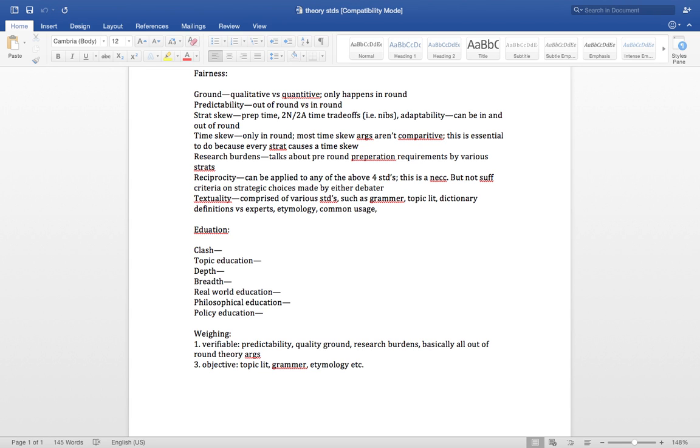So, source of the definition is important. I think these debates don't really happen in depth anymore. I think people have sort of strayed away from this. And it's a place where it could be really devastating if you're very well prepped on the validity of your source versus your opponent's. Usually the debater with the better definition wins the theory debate, but that's not always the case.